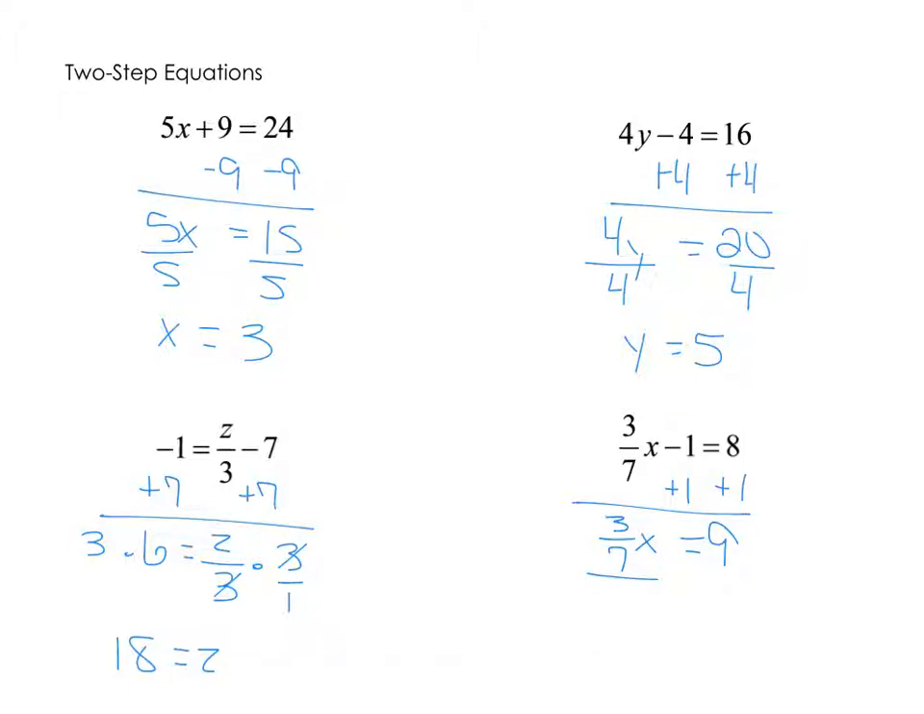Now, I'm dividing both sides by 3/7 since it is 3/7 times x. That will cancel, and I'm left with x. I'm going to go to the side, and I'm going to say 9 divided by 3/7, or 9 times 7/3. Put that 9 over 1, cancel, and I'm left with x equals 21.